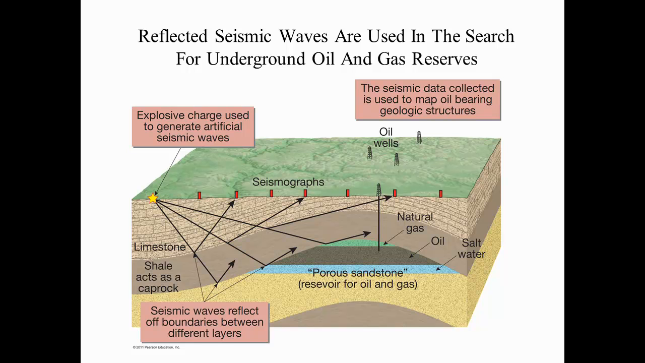And then we have a series of seismographs that are positioned on the surface to record these various reflected waves. And then from there, the seismograms, the records, are processed and used to image, kind of like a CAT scan, various geologic structures that have the potential for trapping reserves of oil and gas.